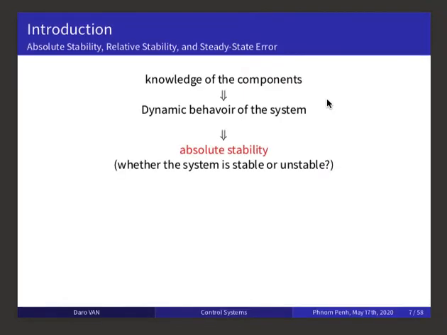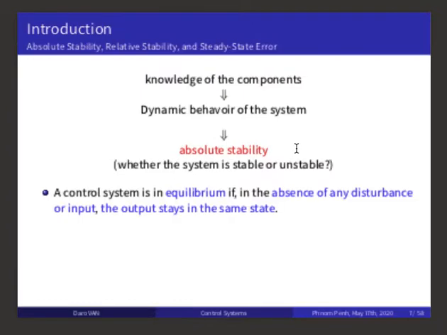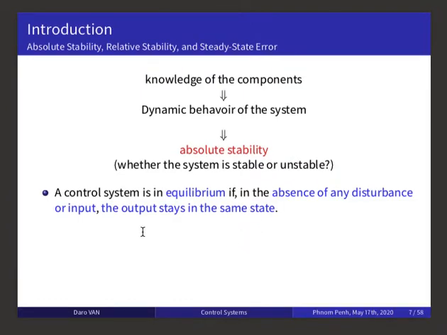An important question to ask before we do anything is stability: whether the system is stable or unstable. There is something that we need to know. For example, a control system is in equilibrium if, in the absence of any disturbance or input, the output stays at the same state. Basically, there is no effect from the outside world.